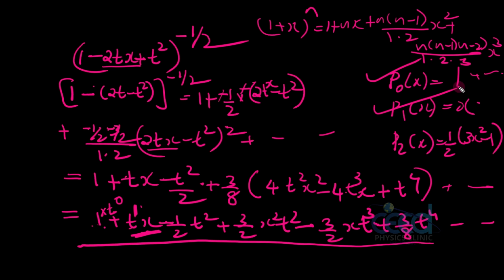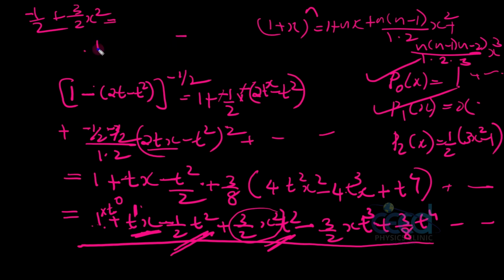Now the next one: which is the term having t to the power 2? Okay, so that we have two terms. This is t to the power 2, and this term is also t to the power 2. So what is the coefficient of t square in this expansion? So let me write here. Here it is minus 1 by 2 for t square, the coefficient is minus 1 by 2. Here it is 3 by 2 x square. So this I can simply write as, I can take this 1 by 2 out, right? Then I can write this as 3x square minus 1. So the coefficient of t square I am getting as p2 of x.